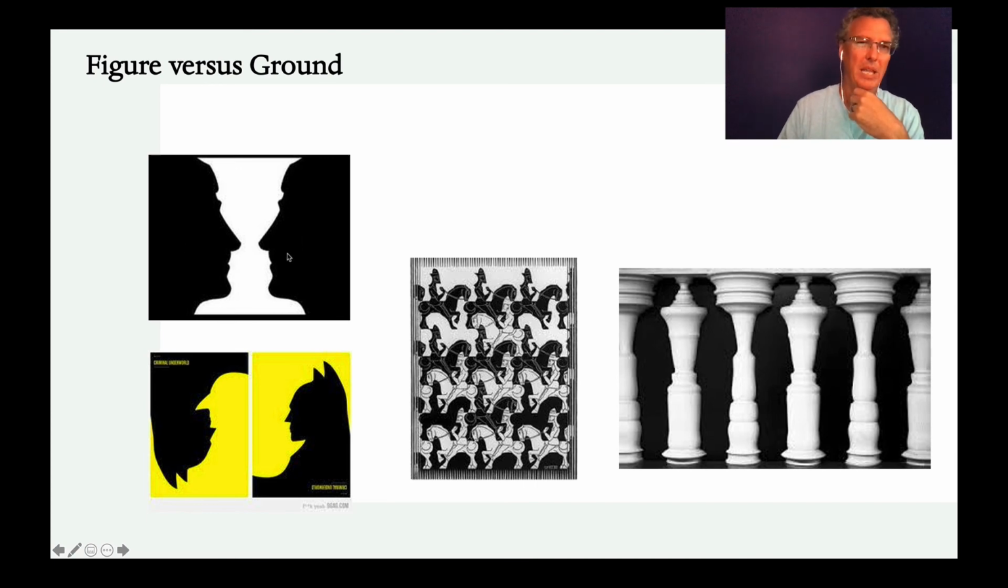You can either see it as two black faces sort of nose to nose, or you can see a white vase in the middle, and you can kind of flip this in your mind, right? You can see it one way and then see it the other way, and then see it one way and then see it the other way.